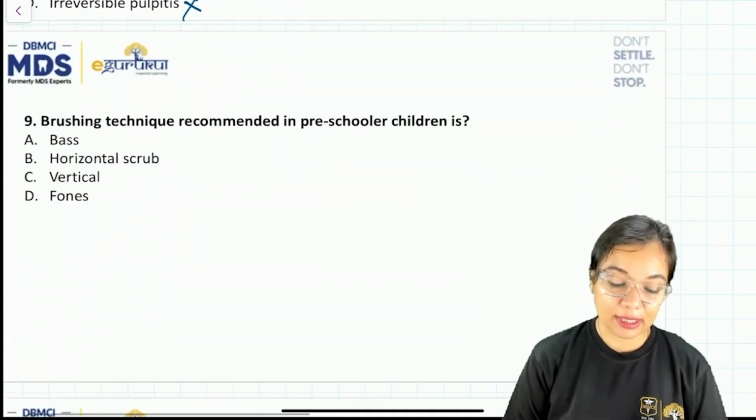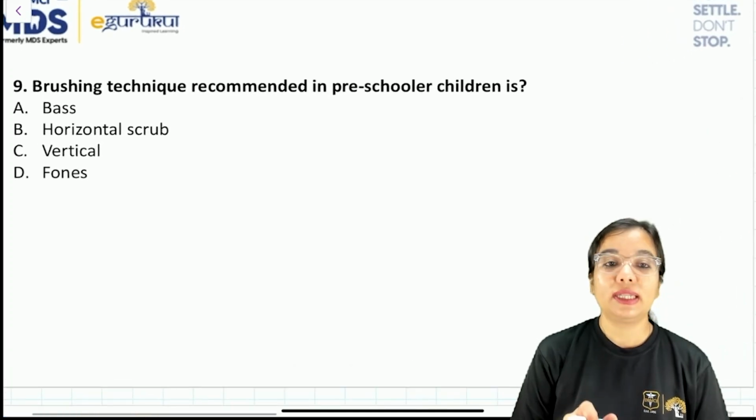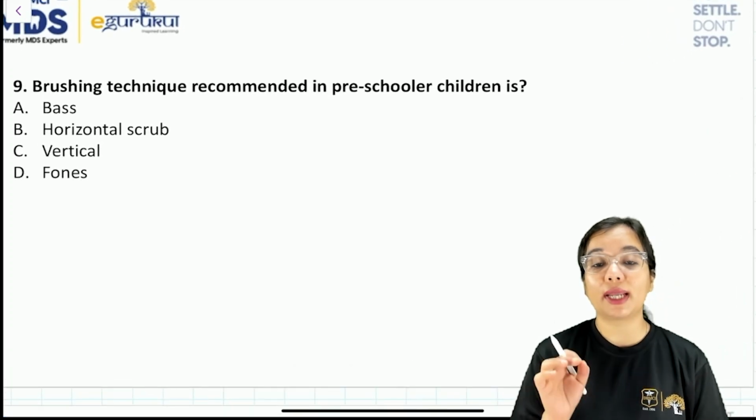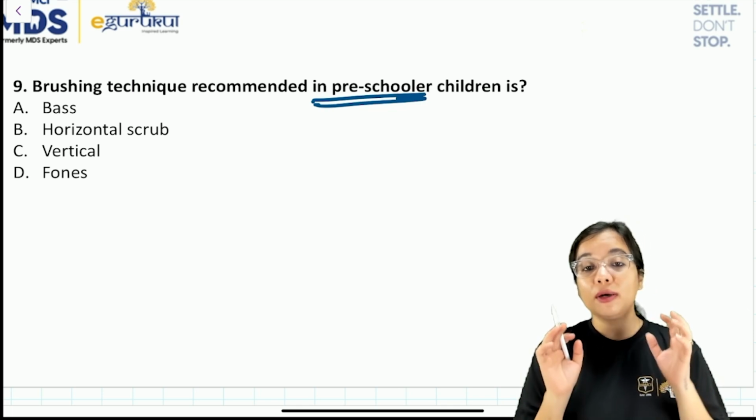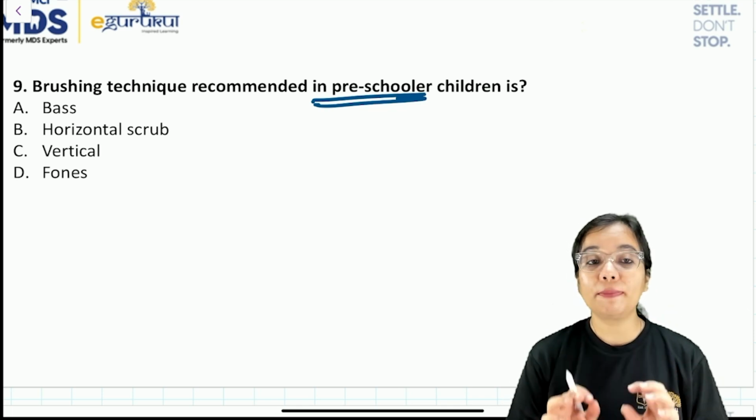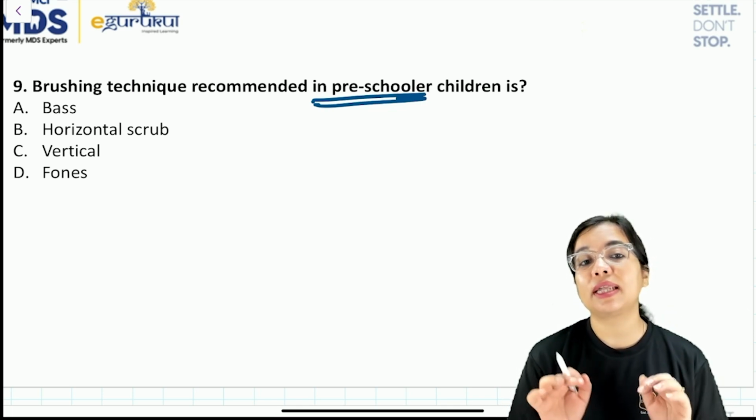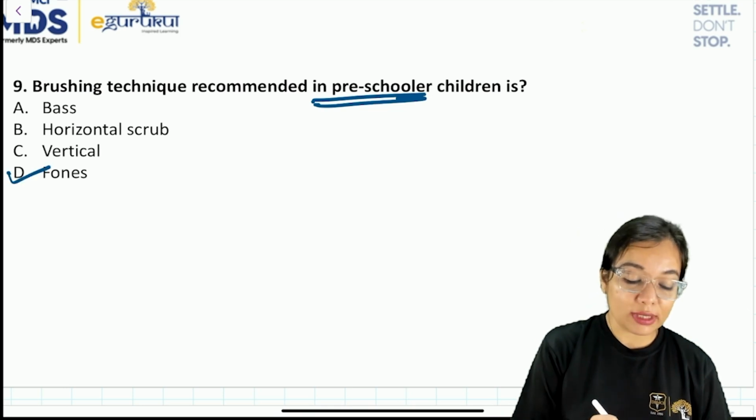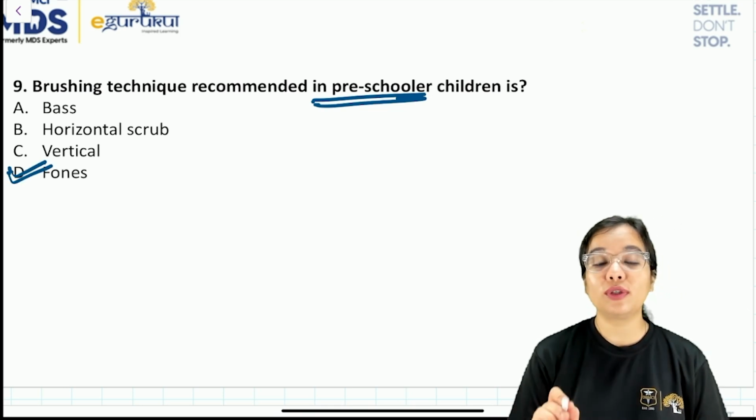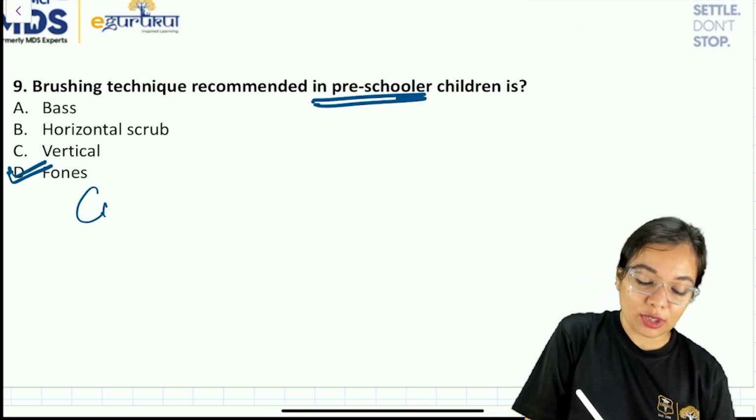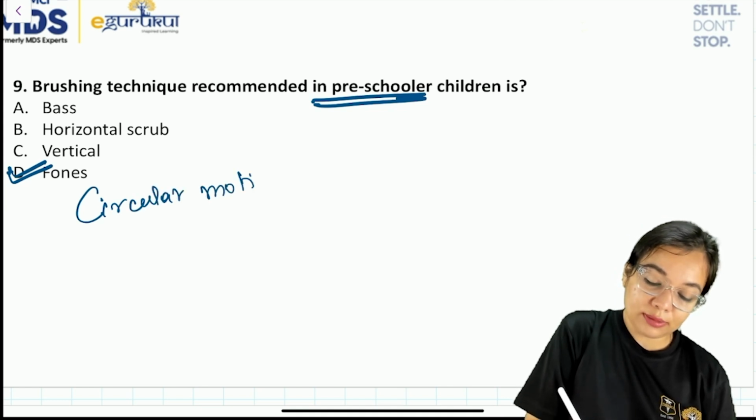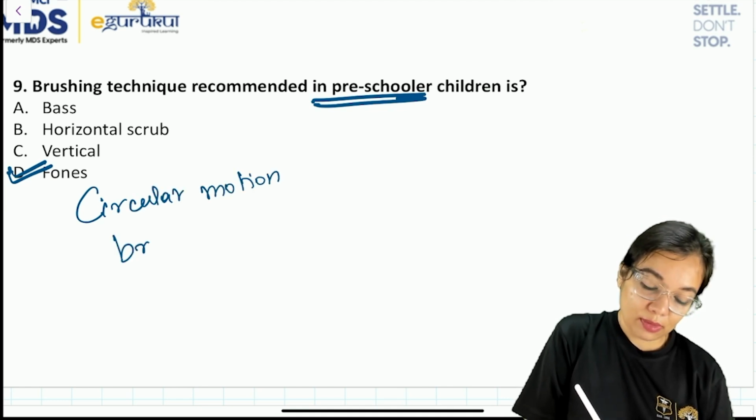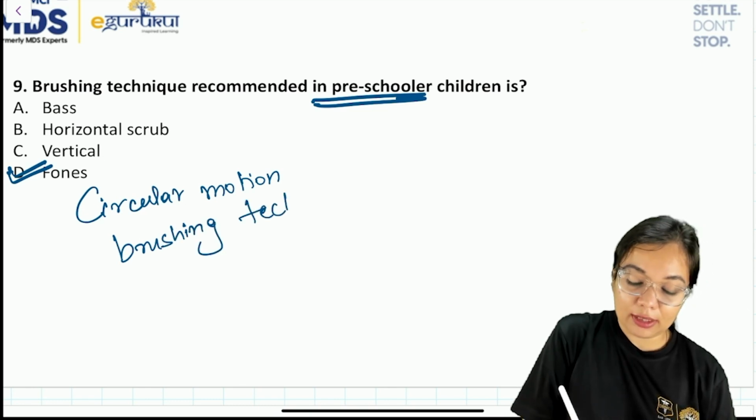Right? That brings us to the 9th question, that is brushing technique recommended in a preschooler. So in a preschooler, 100% the brushing technique that is recommended is Fones technique. Okay, so Fones technique is what? It is a circular motion brushing technique.